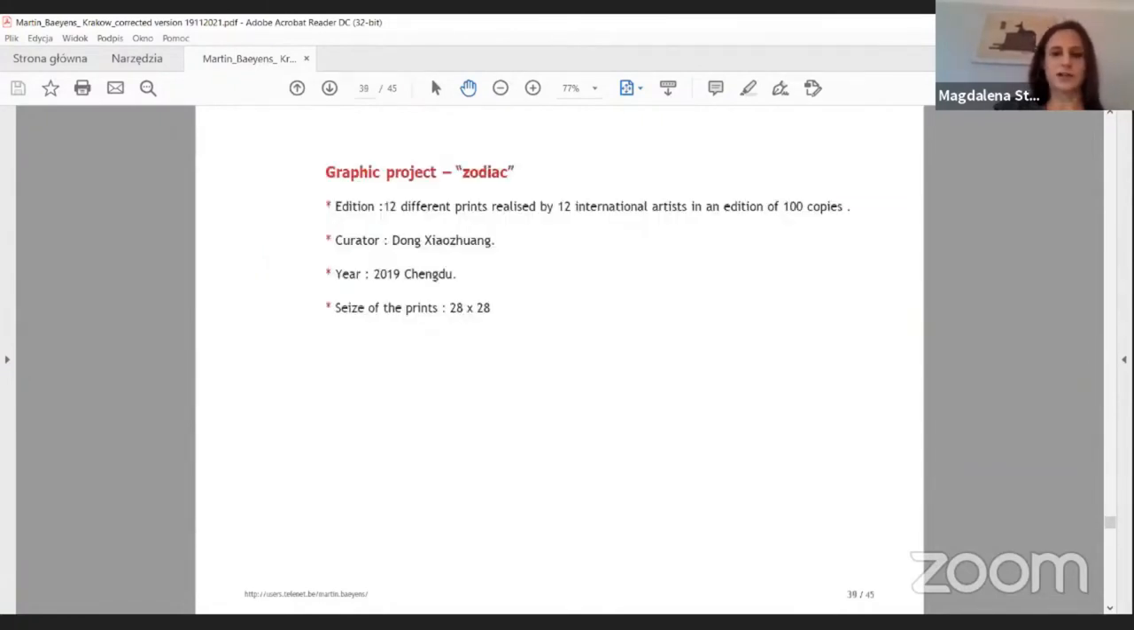Graphic project Zodiac consisted of 12 different prints realized by 12 international artists in an edition of 100 copies. The curator of the project was Dong Xiaozhuang. It was held in 2019 in Chengdu. The size of the prints was 28 centimeters by 28 centimeters.